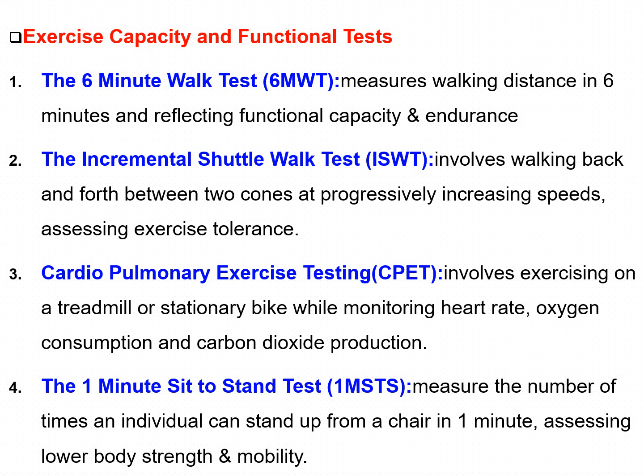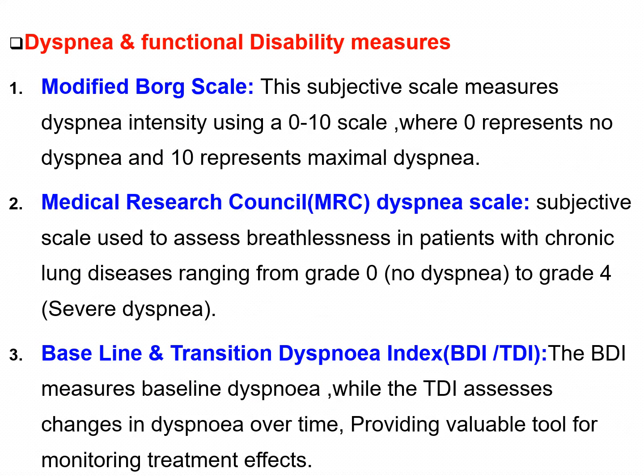Now we'll see section number 5, that is dyspnea and functional disability measure. The first outcome measure you can take among this is the modified Borg scale. This subjective scale measures the dyspnea intensity using a 0 to 10 scale, where 0 represents no dyspnea and 10 represents maximal dyspnea.